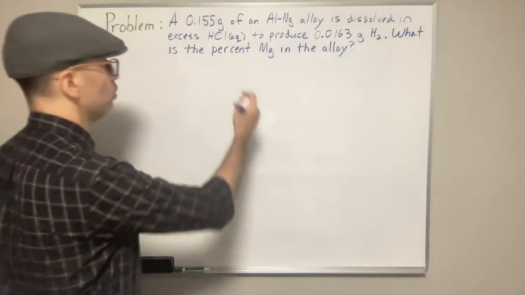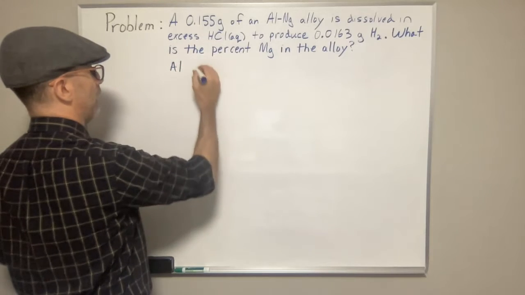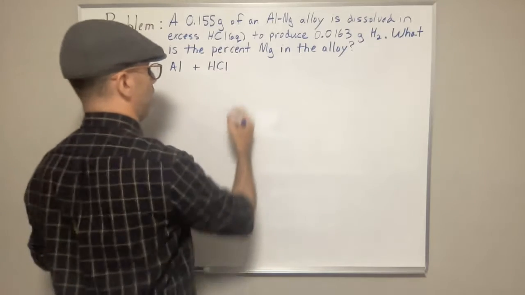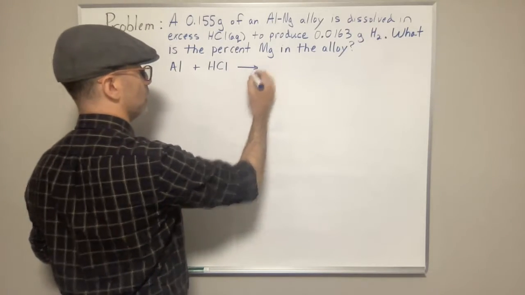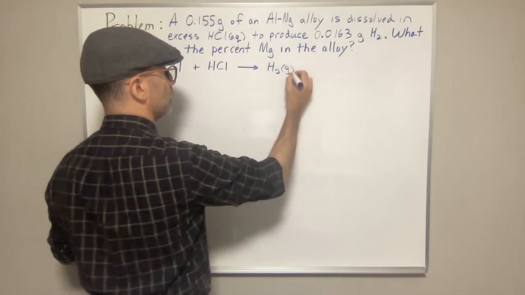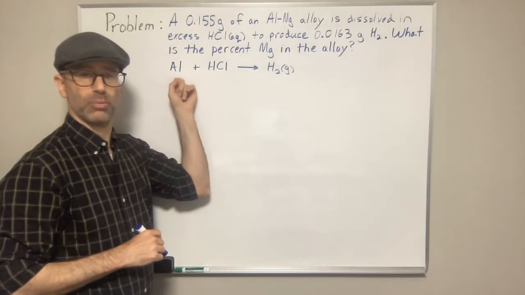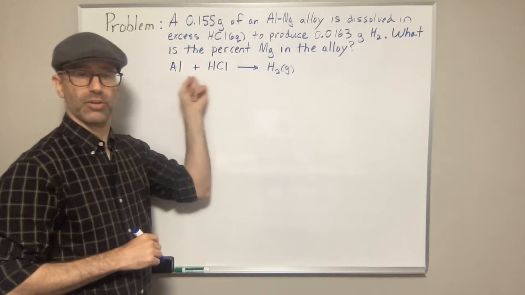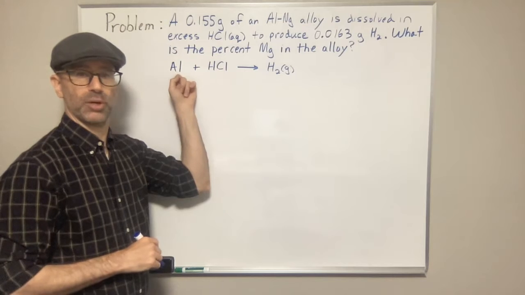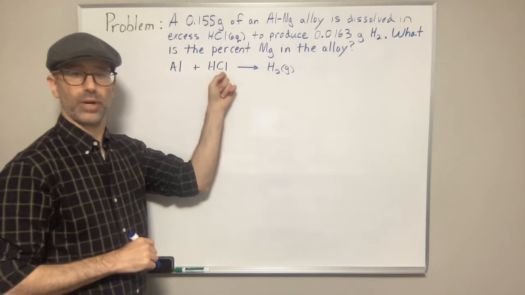So we have aluminum metal, and that's going to react with HCl, and that's going to produce H2 gas. And since we have aluminum metal reacting with HCl, this is going to be a single displacement or single replacement reaction where the aluminum is kicking off the hydrogen, and then you're going to get the chlorine left over.